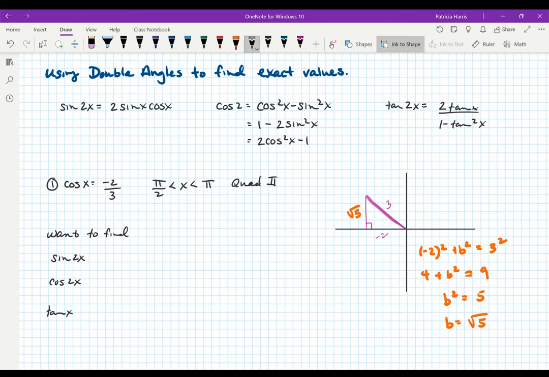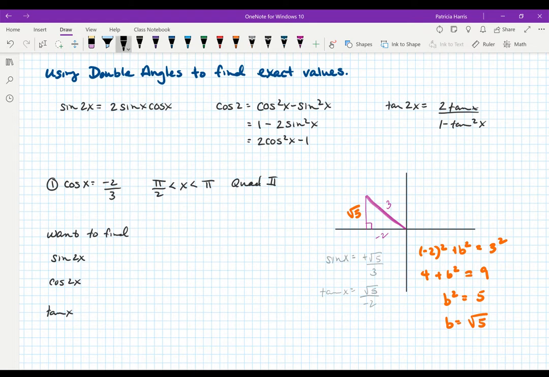So now I can find sine, and that's going to be opposite over hypotenuse. And tangent, which is going to be opposite over adjacent. Okay, so now I have everything I need. So I just look at my identities.